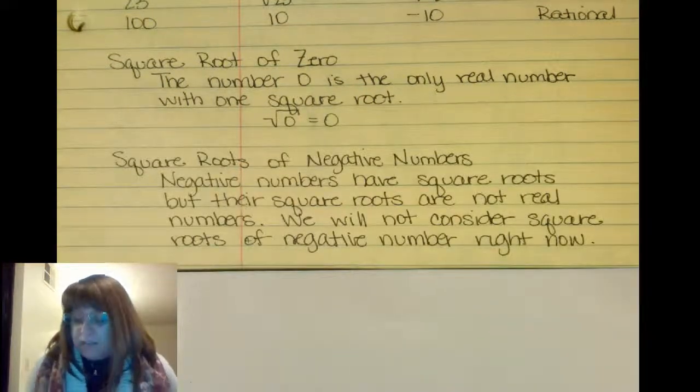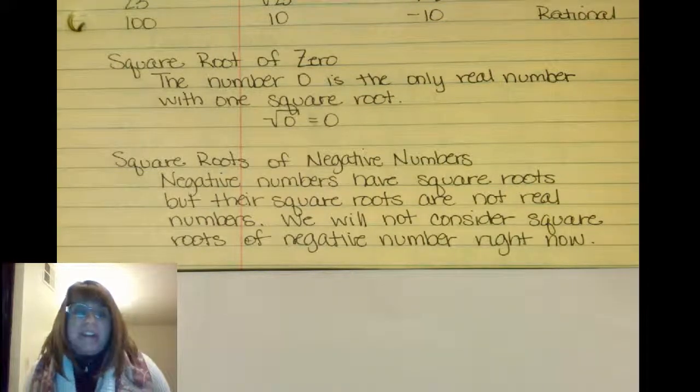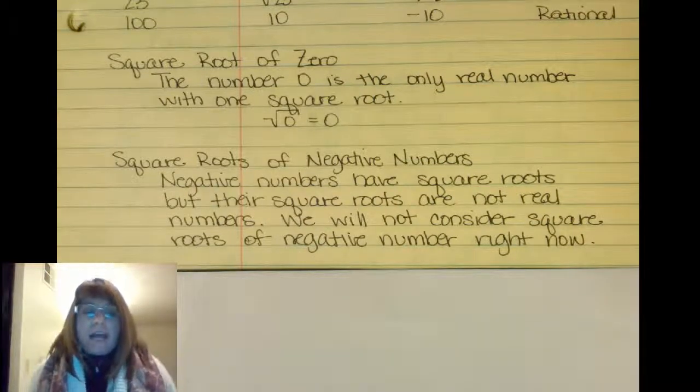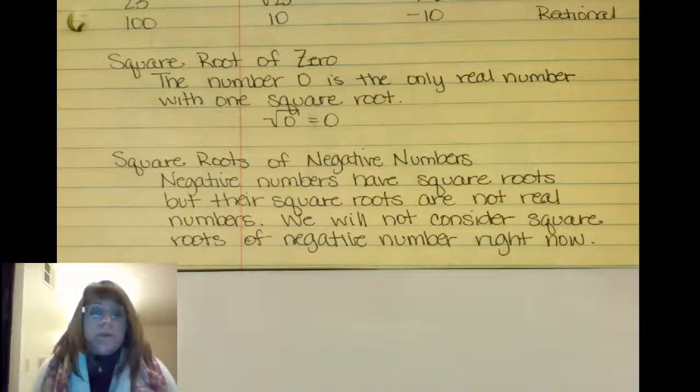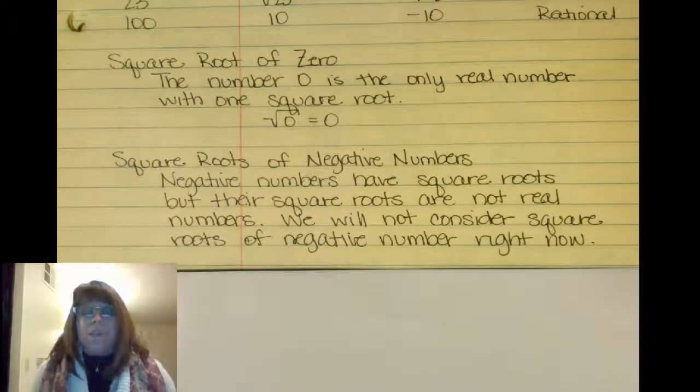And the last bit of square root information is square roots of negative numbers, like the square root of negative 3. That means the negative is inside the radical sign. Well, negative numbers have square roots, but their square roots are not real numbers, and we are only studying real numbers, so we're not going to consider the square roots of negative numbers right now. When you get into higher level math, you will consider the square roots of negative numbers. They're called complex numbers, in the complex plane, and they are not real numbers.